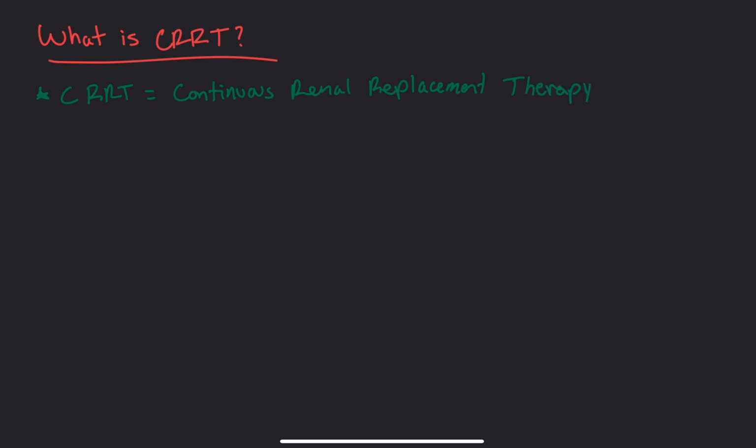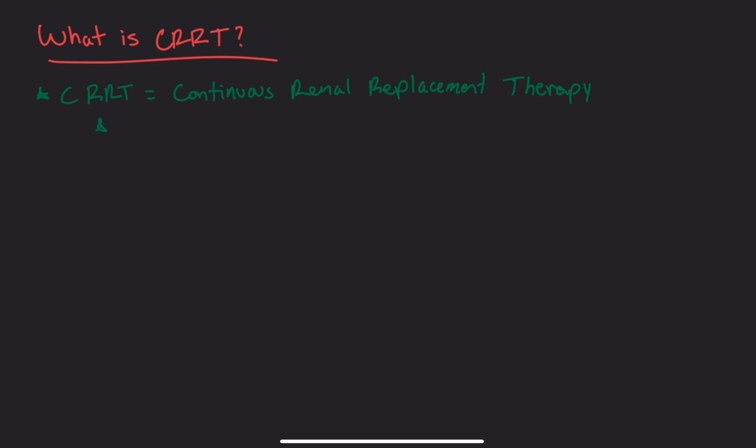CRRT is a form of dialysis that is typically used for patients who are too unstable to undergo traditional hemodialysis. You'll see a lot of your critically ill patients in the ICU who maybe, with their blood pressure or fluid status, are not able to tolerate those large fluid shifts that occur with standard hemodialysis. CRRT is a slower, continuous form that minimizes some of that fluid shift and those hemodynamic changes, so it keeps them a little more stable.